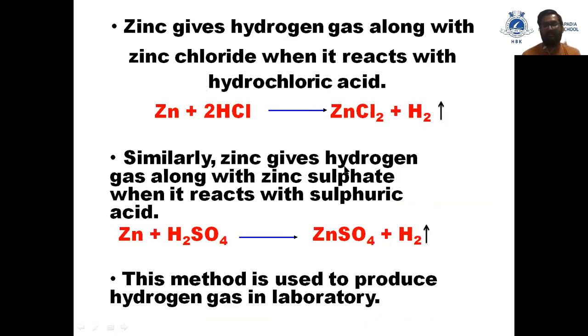Similarly, zinc gives hydrogen gas along with zinc sulfate when it reacts with sulfuric acid. Yes, zinc, Zn, plus H2SO4, sulfuric acid, gives ZnSO4, zinc sulfate, and hydrogen gas is evolved. This method is used to produce hydrogen gas in the laboratory.